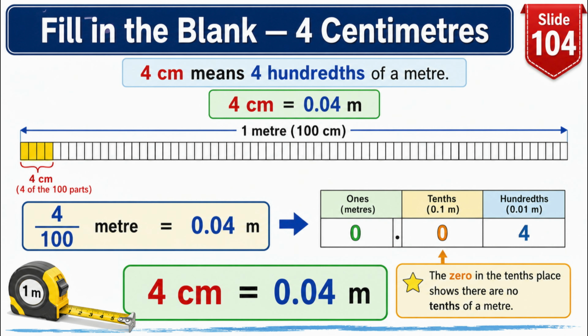Fill in the blank. 4 centimeters. 4 centimeters means 4/100ths of a meter. To write this as meters, write 4 over 100. 4 over 100 is 0.04. So 4 centimeters equals 0.04 meters.